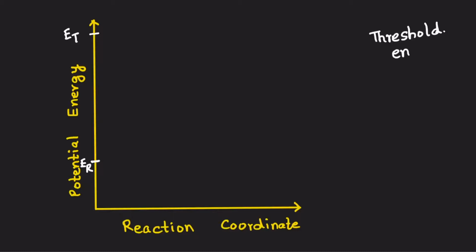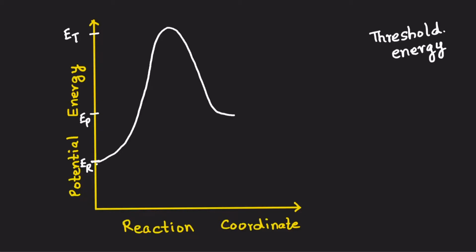So threshold energy is the minimum energy which a reactant molecule must have in order to form the products, and is somewhere, let's say, EP, right? So what happens is my reactant has to go all the way to reach the threshold energy, but then its energy falls and it comes to EP. That is the energy of the product. So this is my EP, this is my ER.